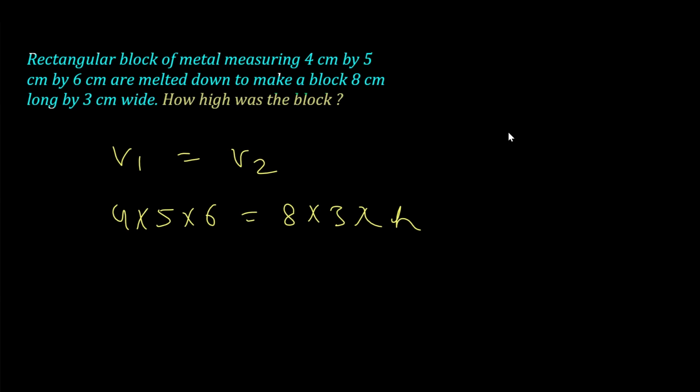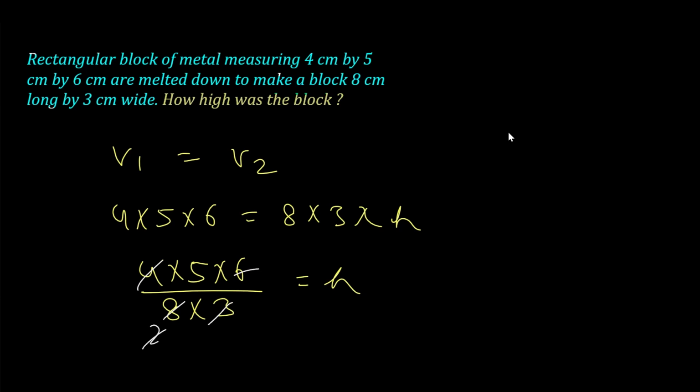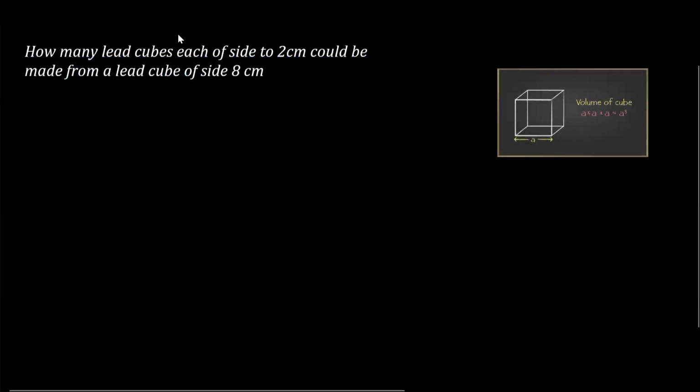So now let's transpose this number over here. So this is 4 into 5 into 6, and if I bring down 8 and 3 to this side, that should give us the value of h. So this is 4 1 times, 4 2 times 2 into 3, 6 and 6 get cancelled. So we get height as 5 centimeters. The required height of the block will be 5 centimeter.